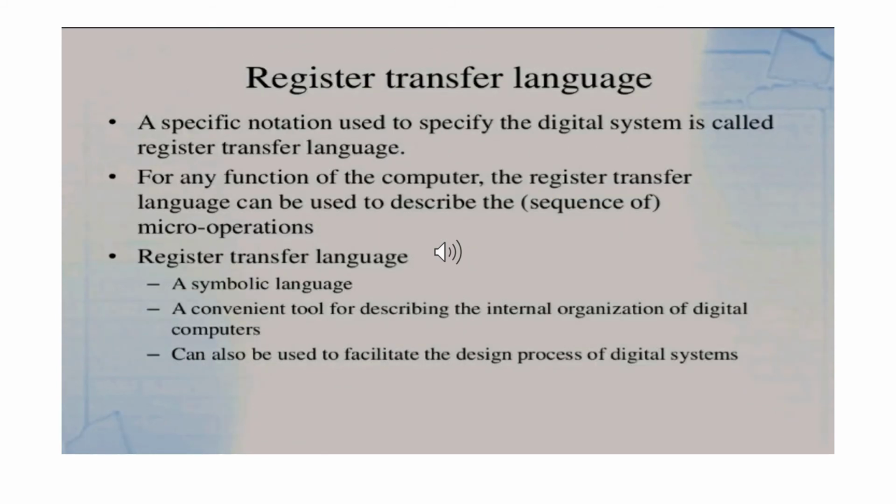Register transfer language. A specific notation used to specify digital systems is called register transfer language. For any function of the computer, the register transfer language can be used to describe the sequence of micro operations. Register transfer language, the symbolic language, is a convenient tool for describing the internal organization of digital computers, and can also be used to facilitate the design process of digital systems.